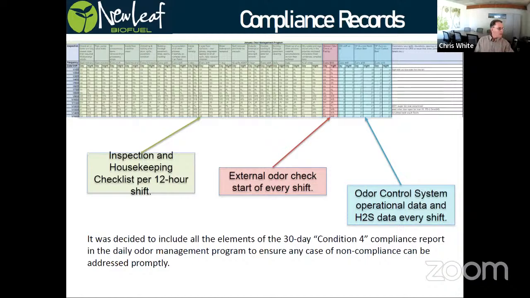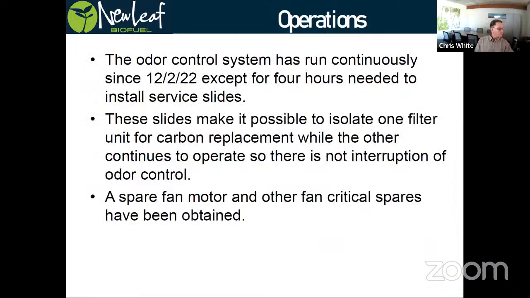Next slide, please. So we've had the system running continuously, with no downtime. We did have to turn off briefly, but we did it during a non-operational period to install slides that allow us to isolate each individual carbon vessel so that we can service them without interrupting the operation of the odor control system. And we now have critical spares for everything that can break down on site. Next slide, please.